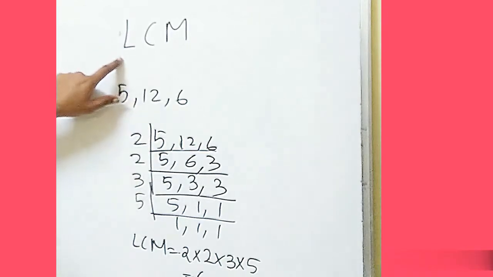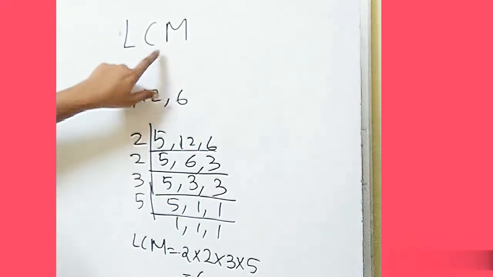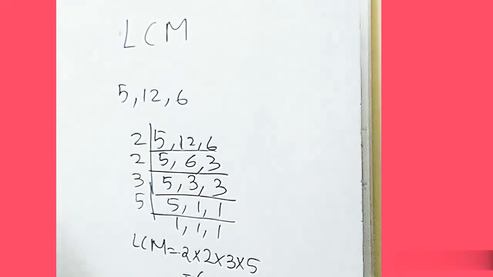What is the full form of LCM? Least common multiple. The number which comes in the 5 table, 12 table, and 6 table, and that will be the least number. They are not talking about any number. They are talking about the least number, the minimum number. Okay, students. Now this is all about multiples and LCM.